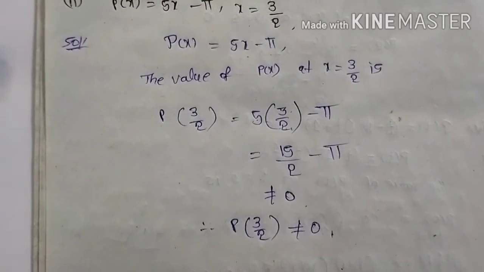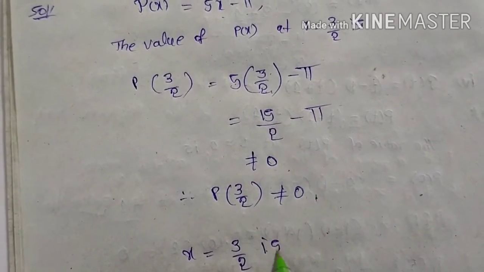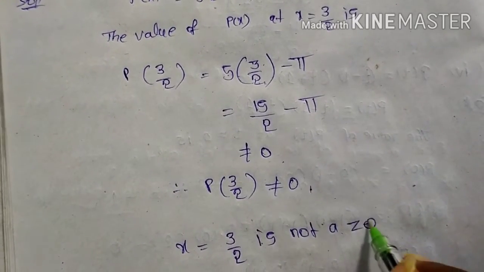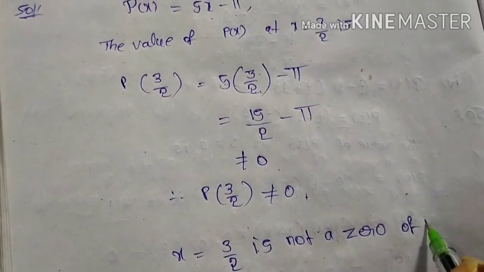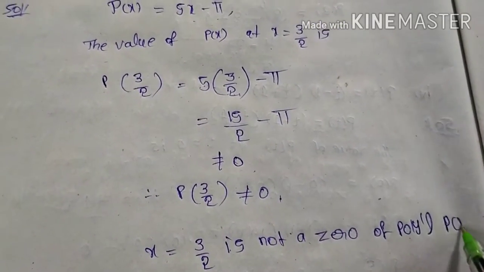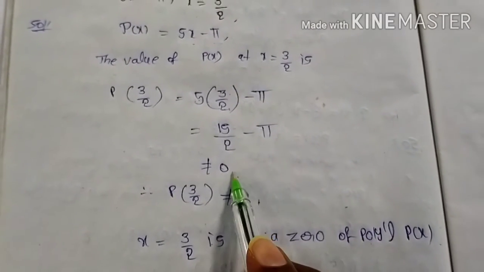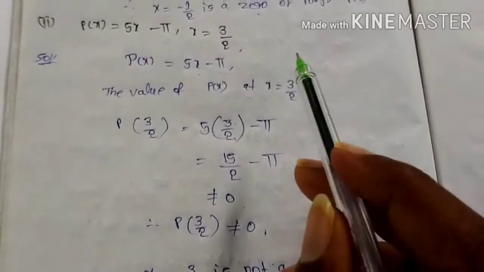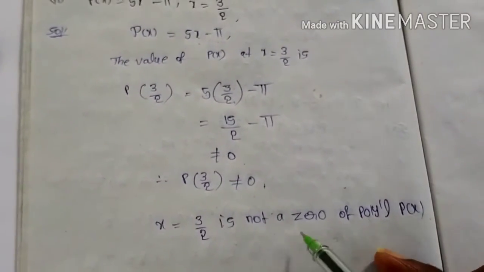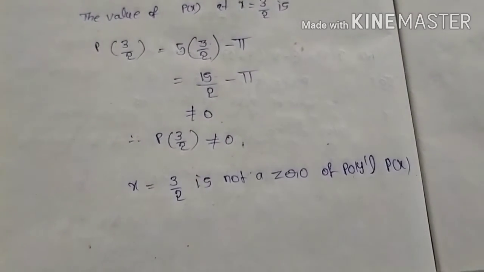Therefore, can I say here x is equal to 3 by 2 is not a zero of polynomial p of x? Is it okay? Just you can check whether it is equal to 0. If it is equal to 0, you can say it is a zero of the polynomial. If it is not equal to 0, you can say it's not a zero of the polynomial. In this way, you can try the remaining problems.